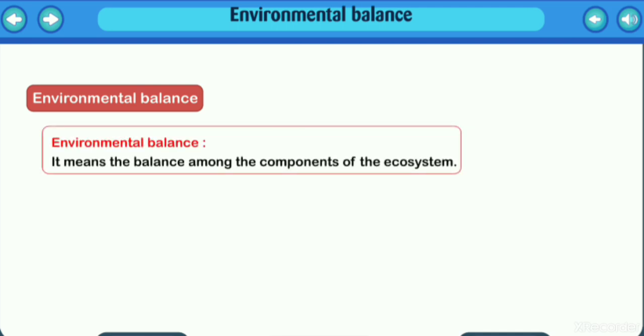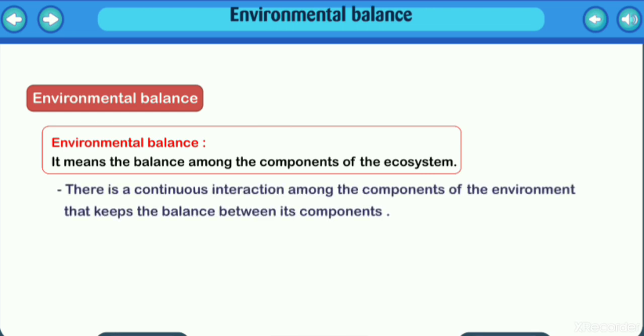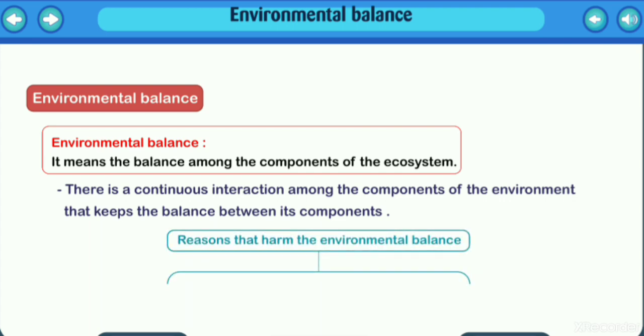And now we can understand what does it mean, the word environmental balance. Environmental balance, it means the balance among the components of the ecosystem. There is a continuous interaction among the components of the environment that keeps the balance between its components. But sometimes we have reasons that disturb this environmental balance and cause imbalance.